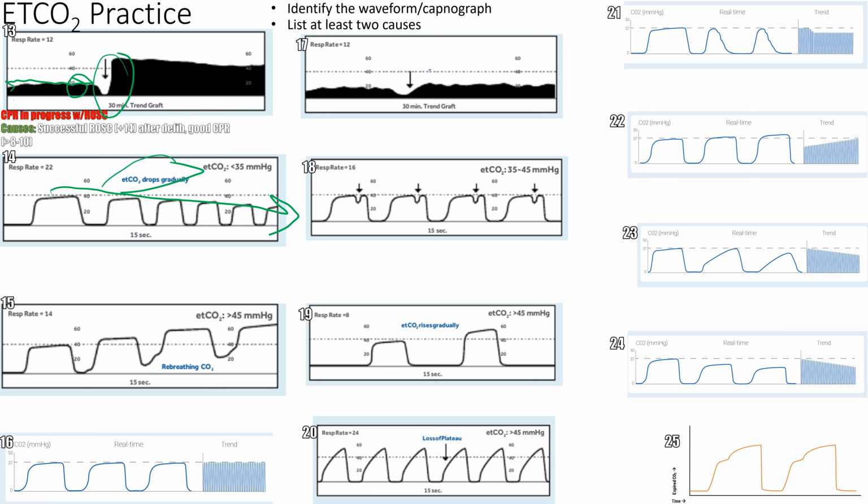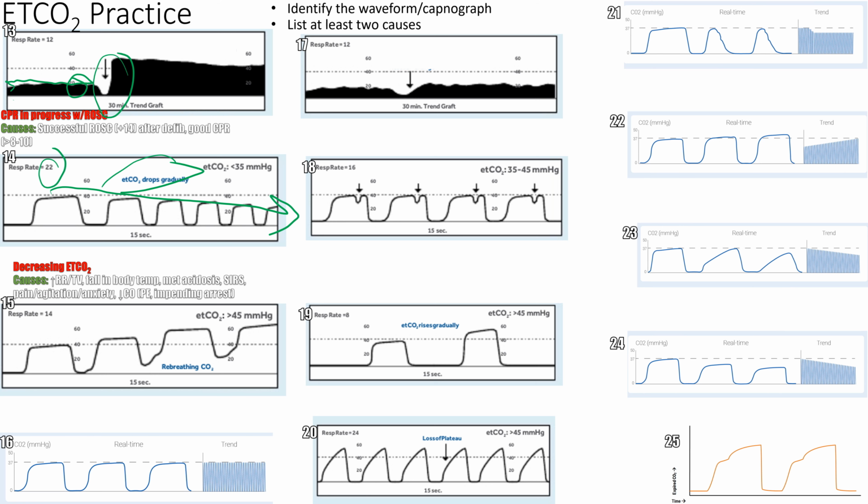It's over 15 seconds, and it went down. It could be someone really crashing, or it could be someone just breathing really fast, right? It says respiratory rate 22 right there. I probably wouldn't expect it to go down that fast if they're doing 22, but if they're like 32, yeah, I'd expect that to start dropping real quick.